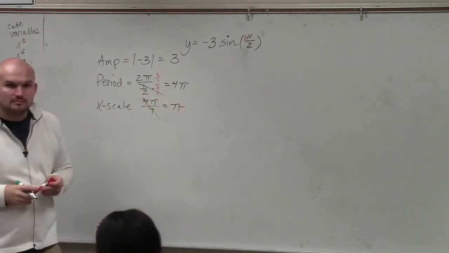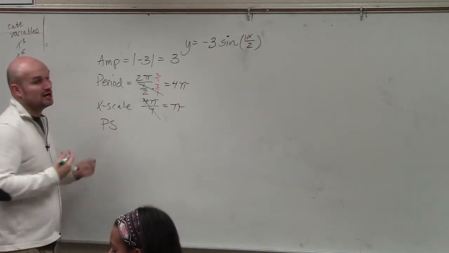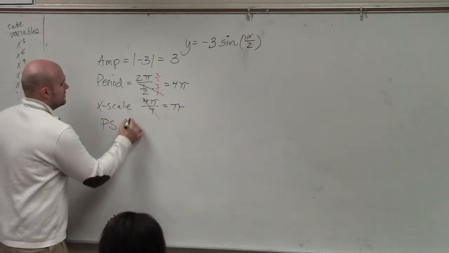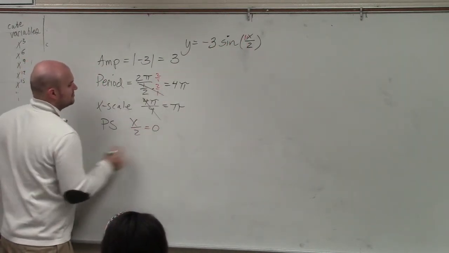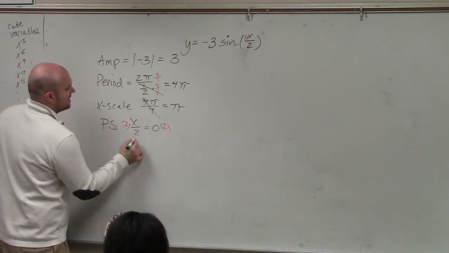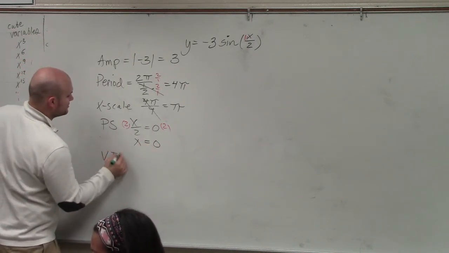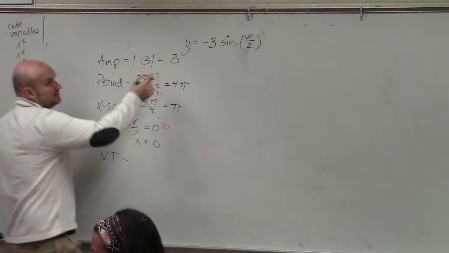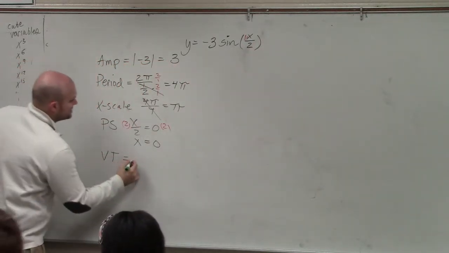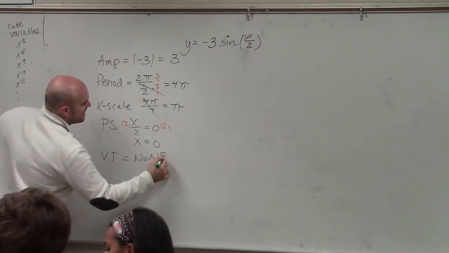Pi. Right? To find our phase shift, which I called your initial period start, all we do is take whatever's inside our parentheses and set it equal to 0. So I have x over 2 equals 0. Well, I multiply by 2 on both sides, and I get x equals 0. Then my vertical translation is going to be what I'm adding or subtracting, right? Am I shifting this up at all? So you can just say none, or not available, or NA, not applicable.